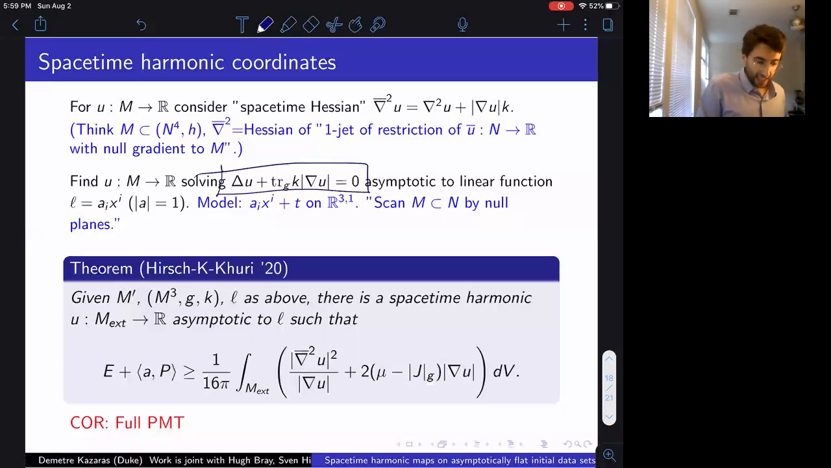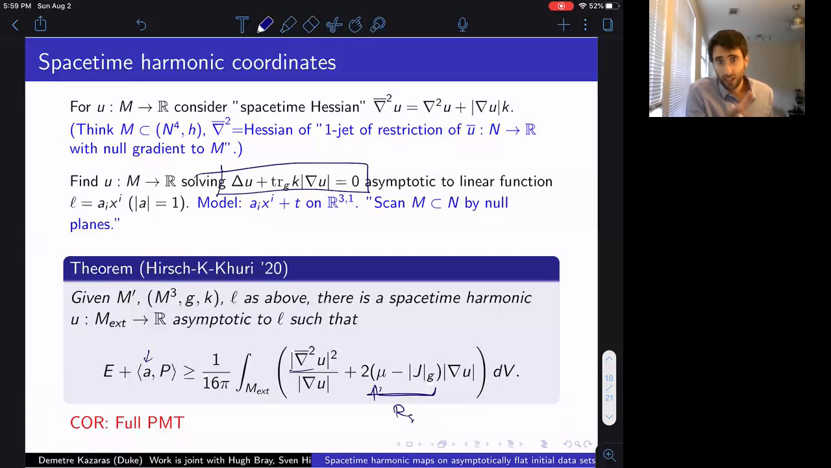If you take A to be the direction of P and minus P, then you get the theorem. The only difference from the Riemannian time-symmetric case is that instead of just scalar curvature, you have this mu minus j, which of course reduces to the scalar curvature in the case when k vanishes. And notice that instead of the usual Riemannian Hessian coming from G, you have this space-time Hessian appearing on the right-hand side, in the bulk integral in the lower bound.